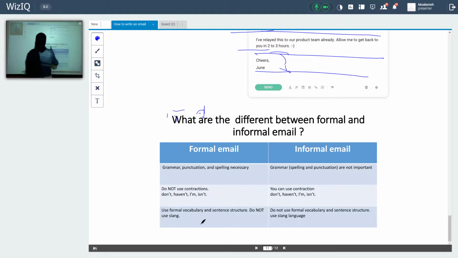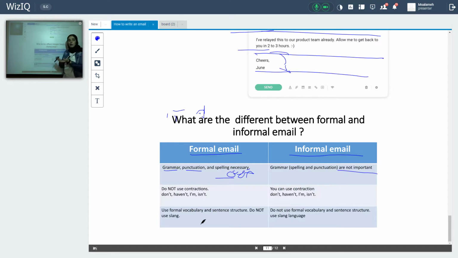Now, what is the difference between formal and informal email? Okay, in a formal email, grammar, punctuation, and spelling are necessary. What is the meaning of necessary? ضروري. Okay, but look, for an informal email, grammar, spelling, and punctuation are not important.